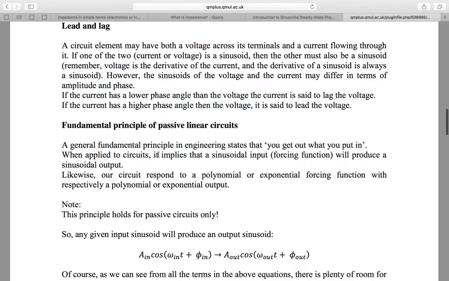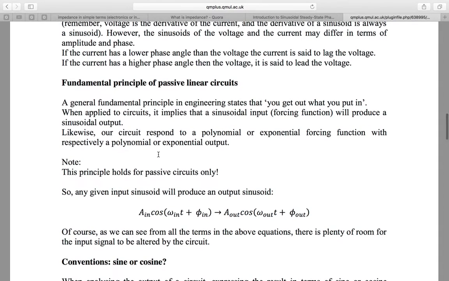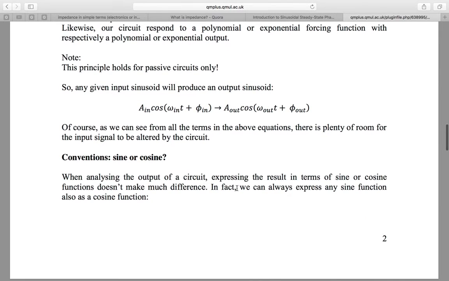And there is a fundamental principle of passive linear circuits, which basically says that in engineering you get what you put in. It implies that if you put in a sinusoidal input, you will produce a sinusoidal output. And this only works for passive linear circuits. So what you put in is what you get out. And in terms of sine and cosine, you need to remember that whether you write in terms of sine or in terms of cosine, it doesn't make a difference.